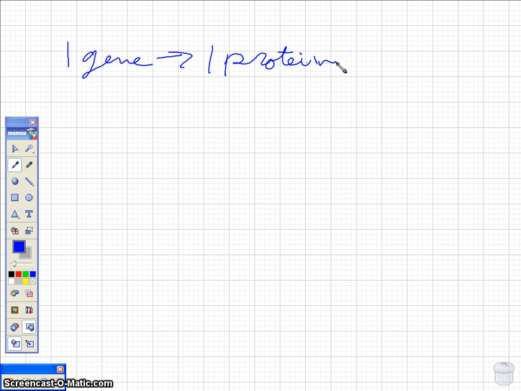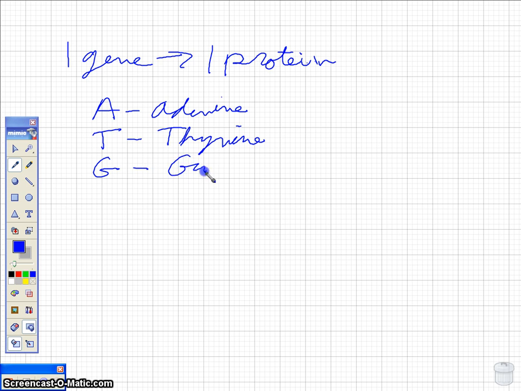Now, genes are composed of many different chemicals that we represent with letters. The A is a chemical called adenine. The T is a chemical called thymine. The G is called guanine. And the C is cytosine. These all end in -ine because they're all amines.